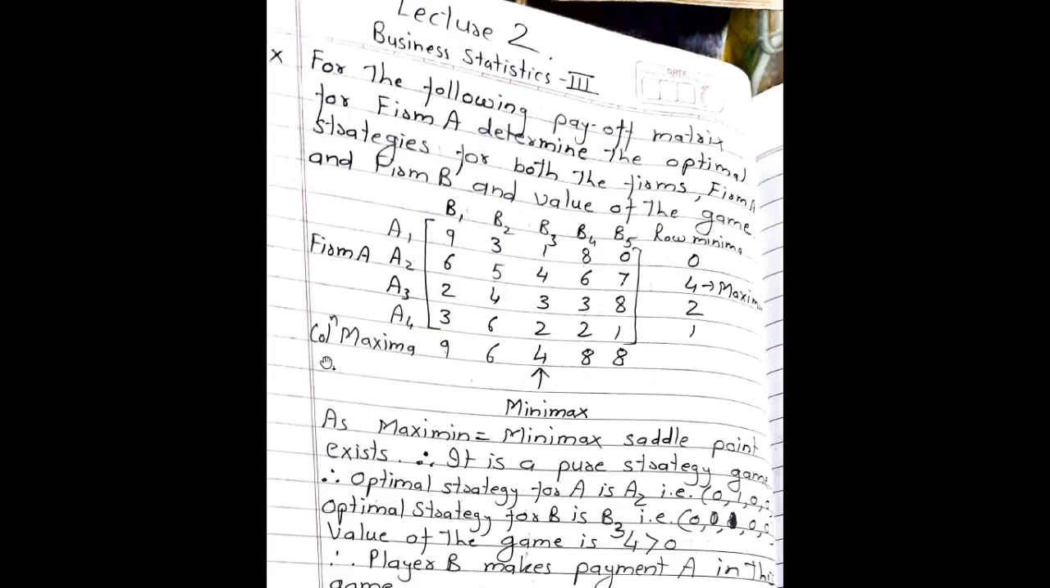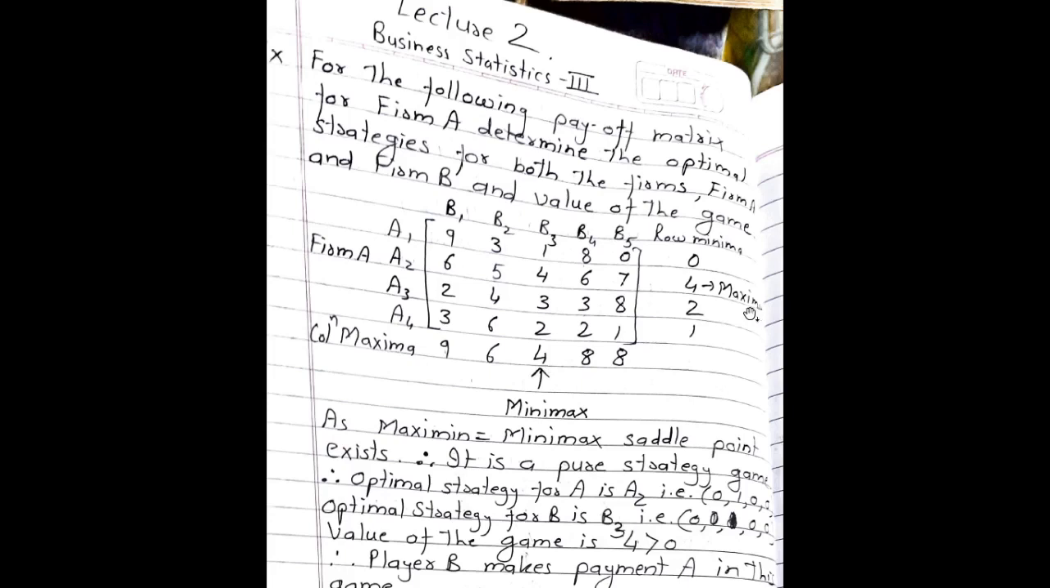Now we will write column maxima at the bottom of the table. 9, 6, 2, 3. Maximum value is 9. 3, 5, 4, 6. Maximum value is 6. 1, 4, 3, 2. Maximum value is 4. 8, 6, 3, 2. Maximum value is 8. 0, 7, 8, 1. Maximum value is 8. So amongst these maximum values, pick up the minimum value and call it as minimax. Put an arrow and call this value as minimax. So 4 is minimax and 4 is maximin.